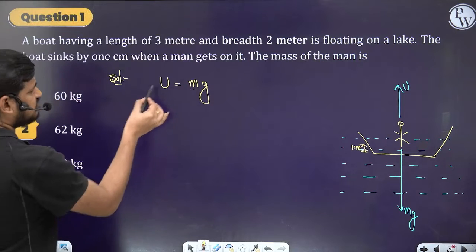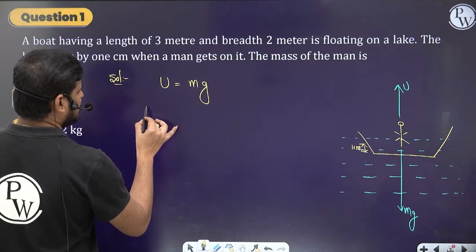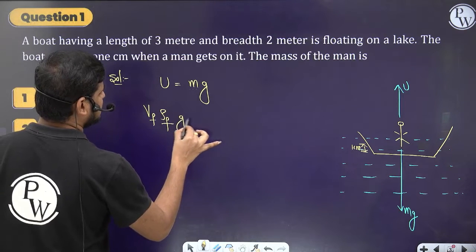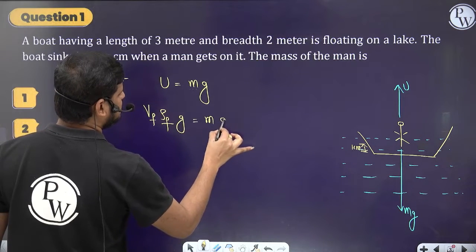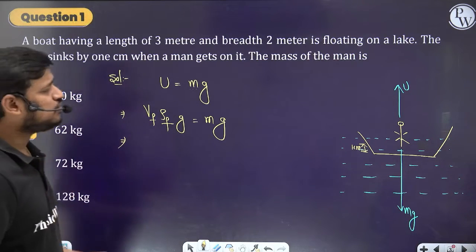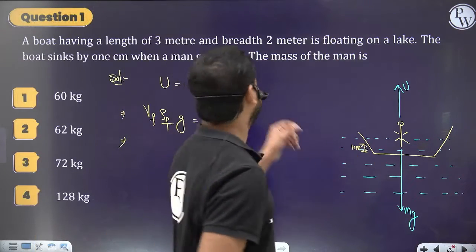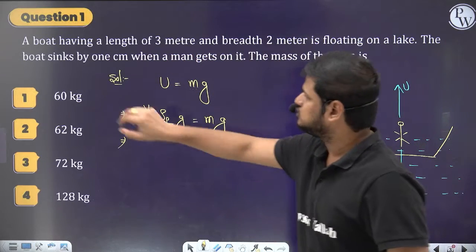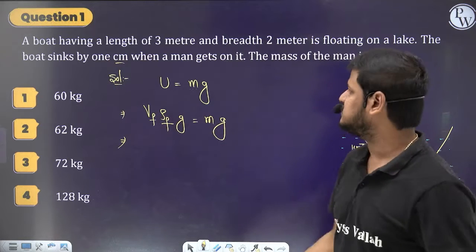What is this upthrust? The upthrust formula we know: V f rho f g, which equals M into G. Just follow the basic calculations. What is the volume of the boat? The length of the boat is given, the breadth of the boat is given, and the depth by which it sank, which is 1 centimeter.